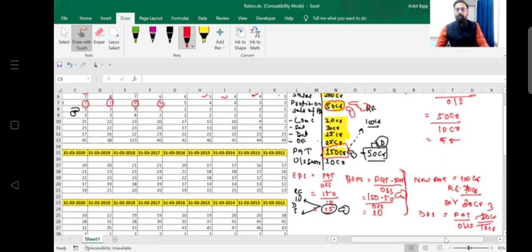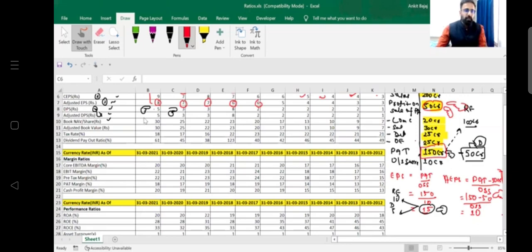So this is the definition of adjusted DPS, right? So hopefully you got the concept related to DPS and adjusted DPS. Further concepts I will be discussing in the coming lecture. So thank you.